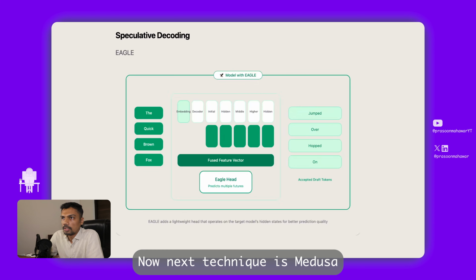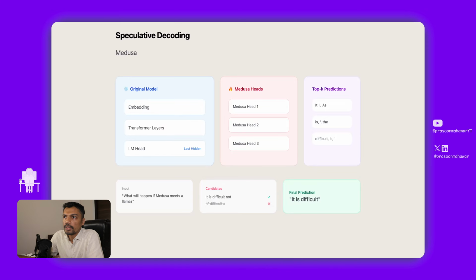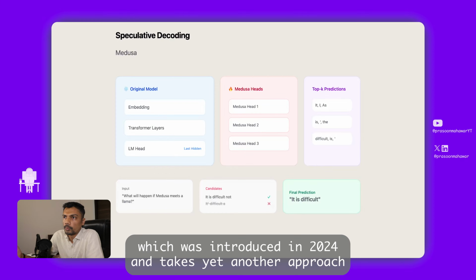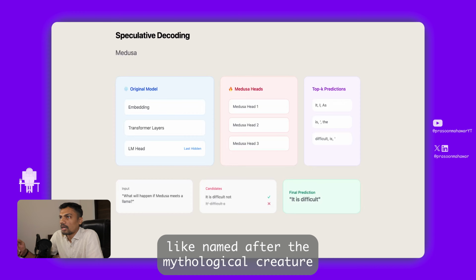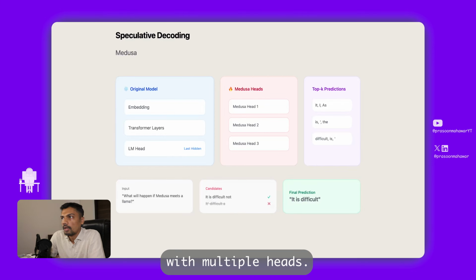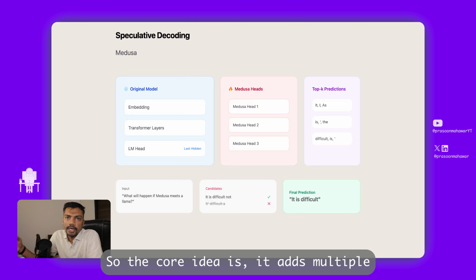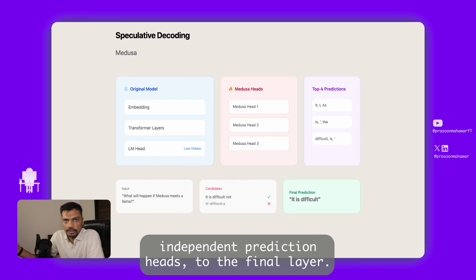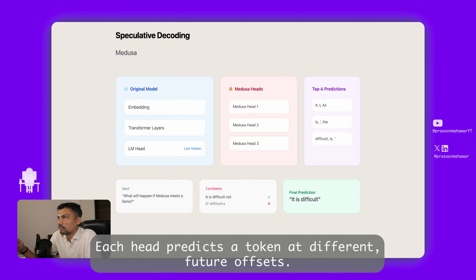Now the next technique is Medusa, which was introduced in 2024 and takes yet another approach, named after the mythological creature with multiple heads. So the core idea is it adds multiple independent prediction heads to the LLM's final layer. Each head predicts a token at a different future offset.